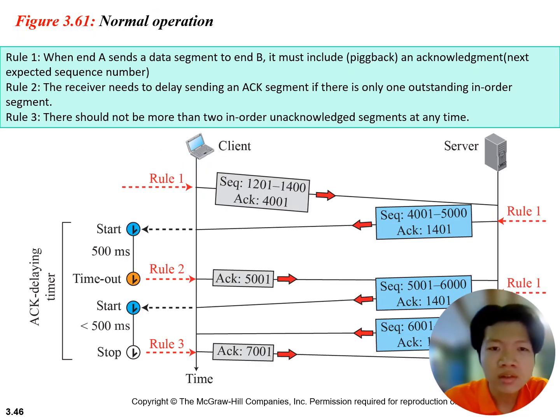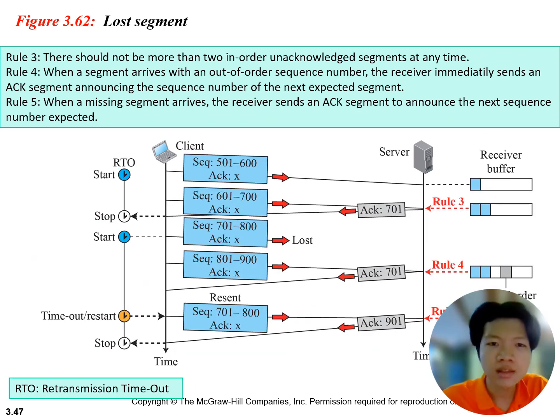Here is a figure of normal operation. It has three rules. Rule 1: when A sends a data segment to B, it must include an acknowledgement. Rule 2: the receiver needs to delay sending an ACK segment if there is only one outstanding in-order segment. Rule 3: there should not be more than two in-order unacknowledged segments at any time. Here is a lost segment.